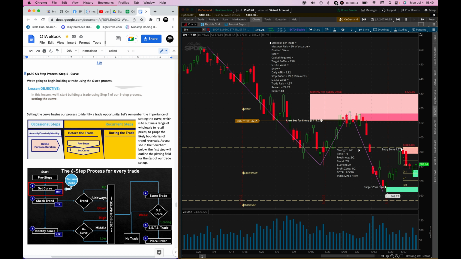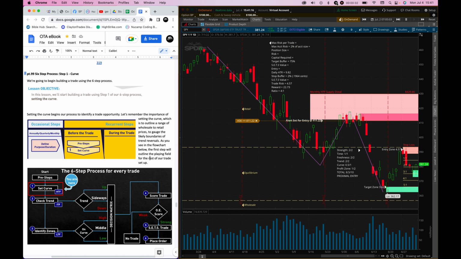We're going to begin building a trade using the 6-step process. In this lesson, we'll start building a trade using step 1 of our 6-step process, setting the curve. Setting the curve begins our process to identify a trade opportunity.